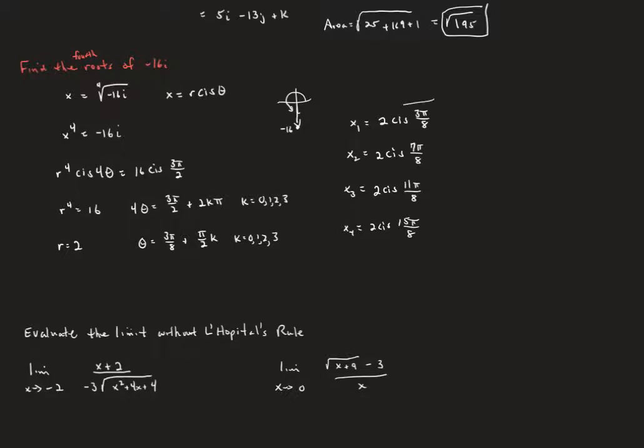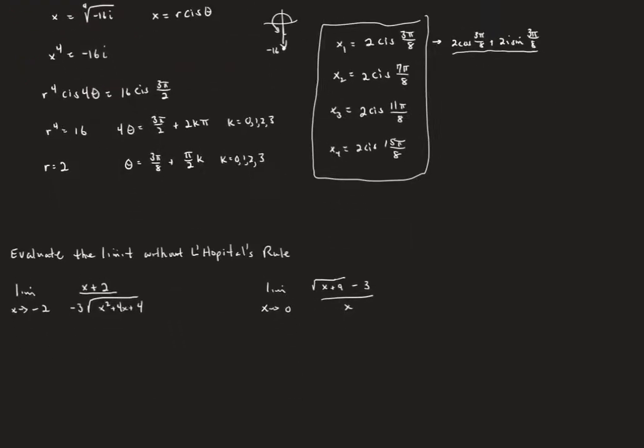Now, if these were nice numbers, I'd ask you for the rectangular form as well, and you would have to convert that into 2 cosine of 3 pi over 8 plus i sine of 3 pi over 8, just reminding you what that cis stands for, cosine theta plus i sine theta. We could do this on our calculator, but that's kind of a pain. So we'll just stop here. Okie doke.